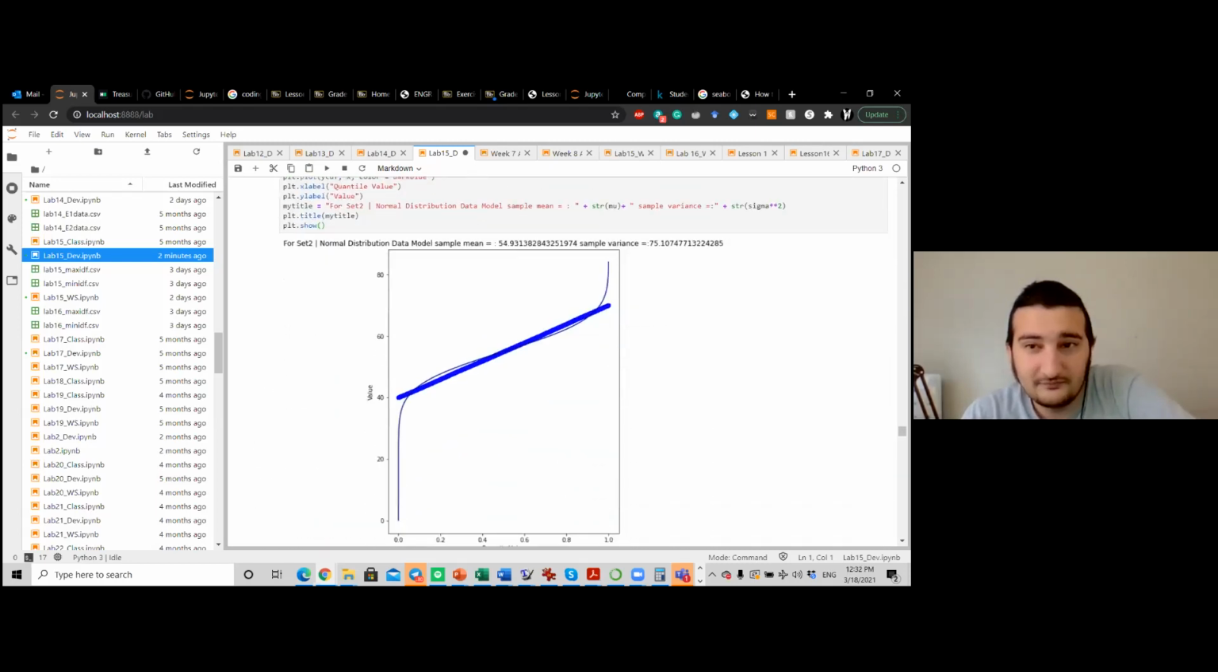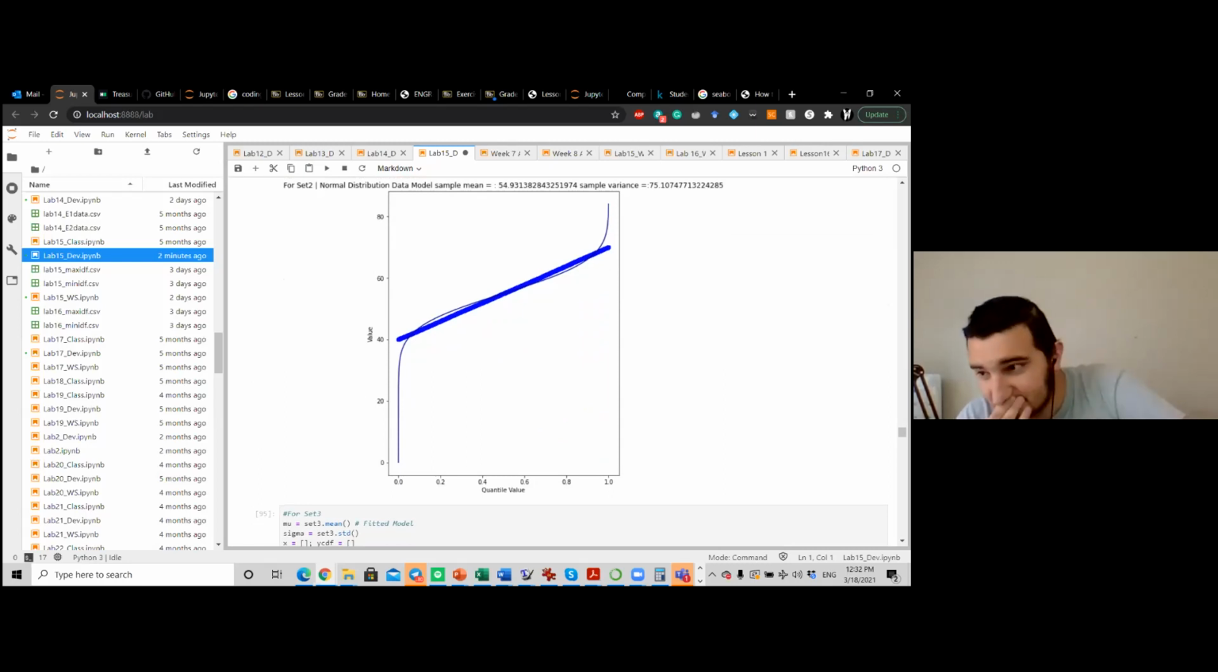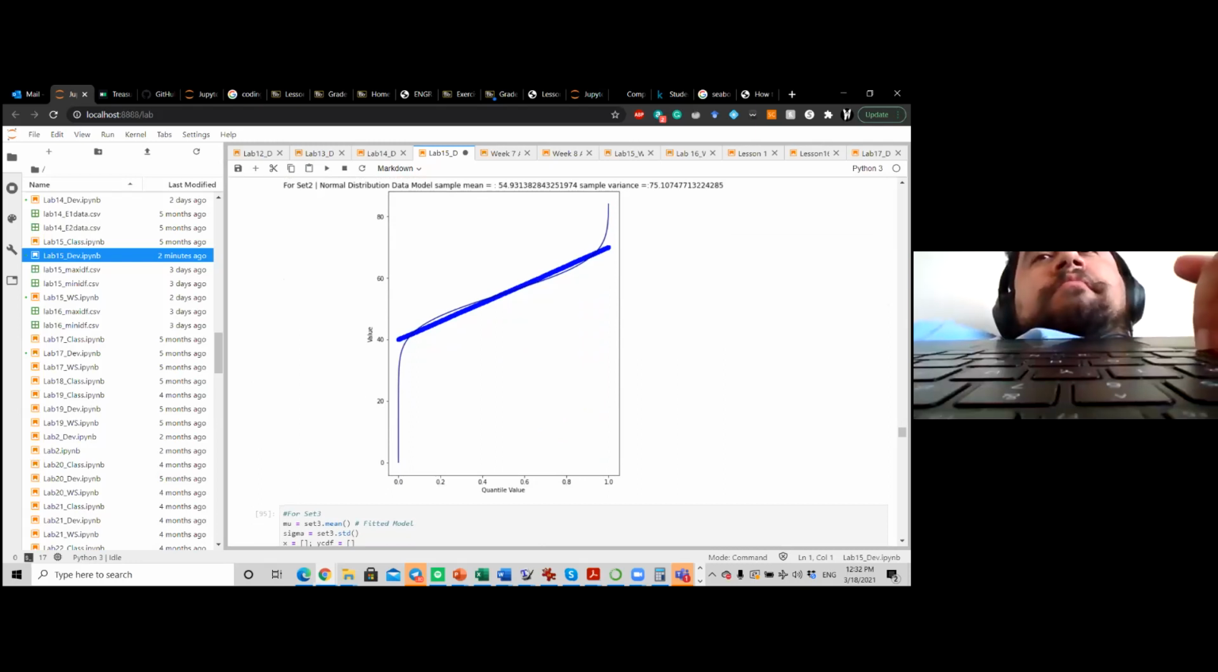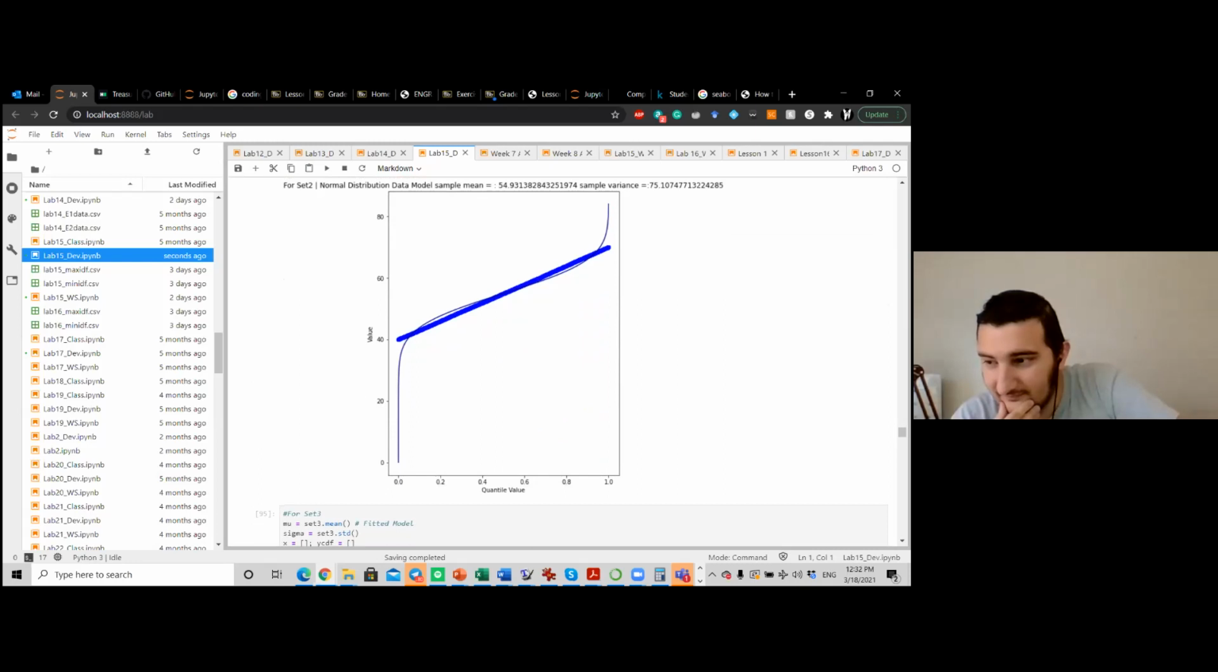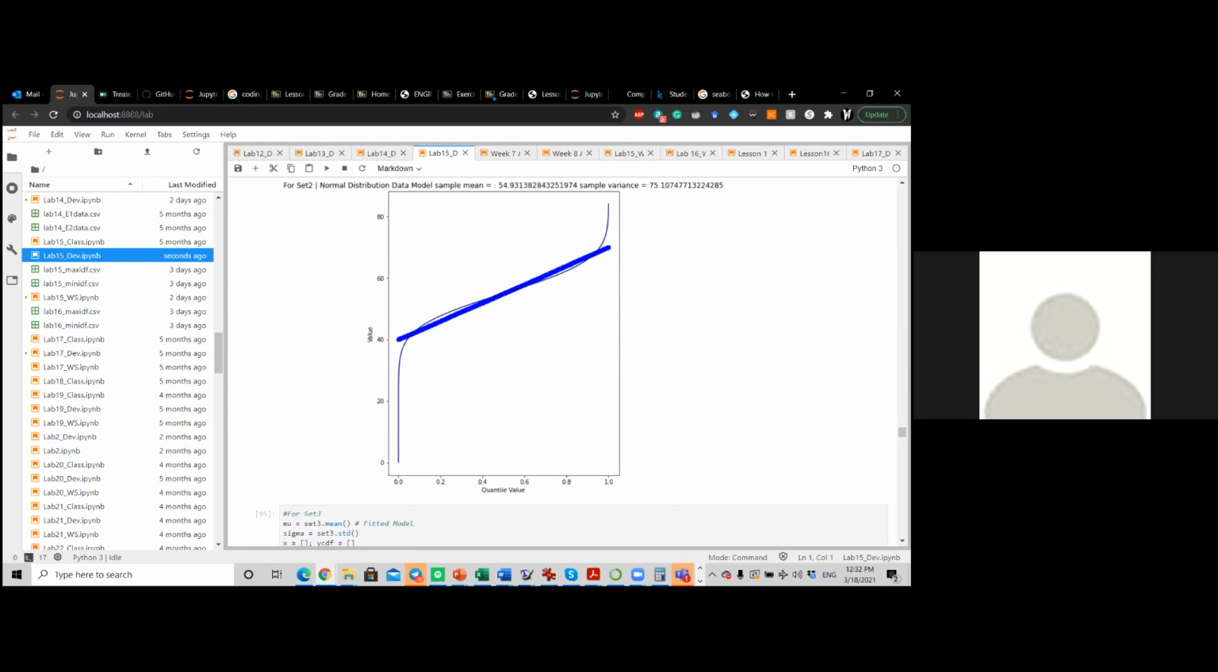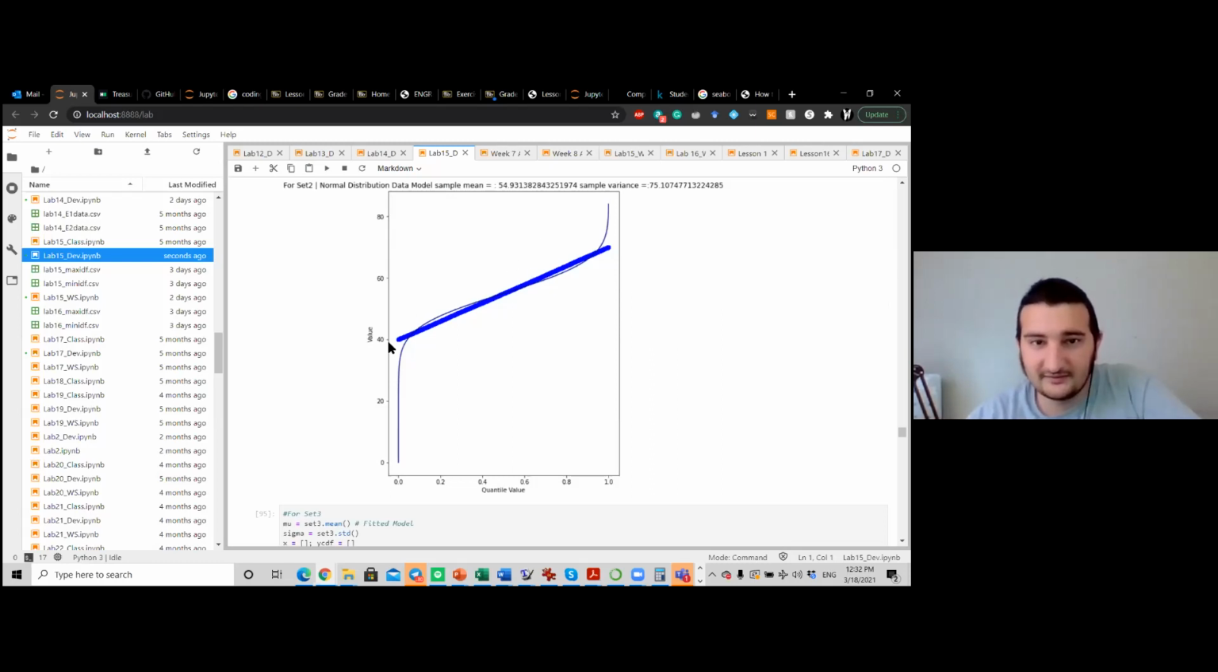But set two, what do you feel about this? Not so great. Not the best. Before I move on, what would be a perfect fit for this? What kind of curve? Linear. Come again? Linear. Yes, basically a straight line that connects all these points would be the perfect fit. So that was set two and normal distribution.